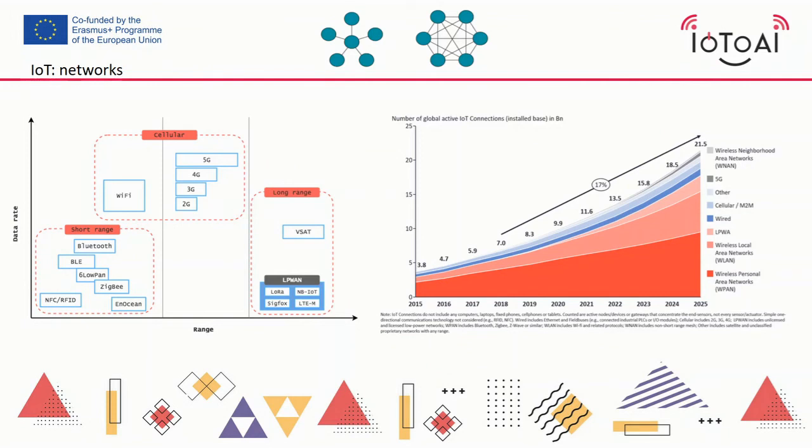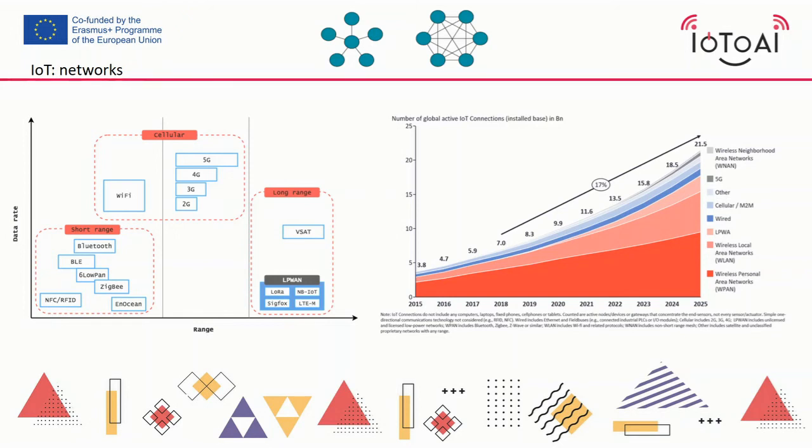We also review in depth the IoT networks, from those with short range like Bluetooth, Bluetooth Low Energy, 6LoWPAN, and so on, those for cellular networks like 5G, 4G, or Wi-Fi, among others, and those for long range, some of them specifically designed for IoT technologies like LoRa, Sigfox, or narrowband, among others.